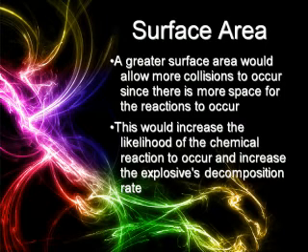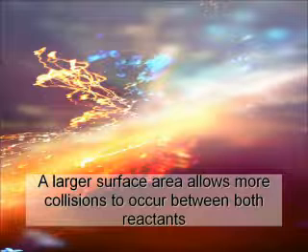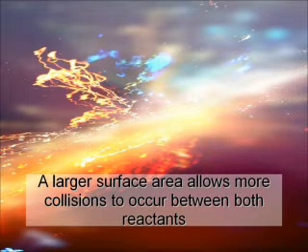A greater surface area would allow more collisions to occur since there is more space for the reaction to occur. This would increase the likelihood of the chemical reactions to occur and increase the explosive's decomposition rate. As depicted by the diagram, the larger surface area allows more reactants to collide with each other, whereas the smaller surface area does not. A larger surface area will allow more collisions to occur between both reactants.